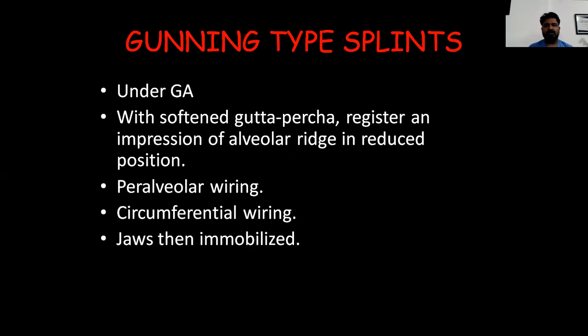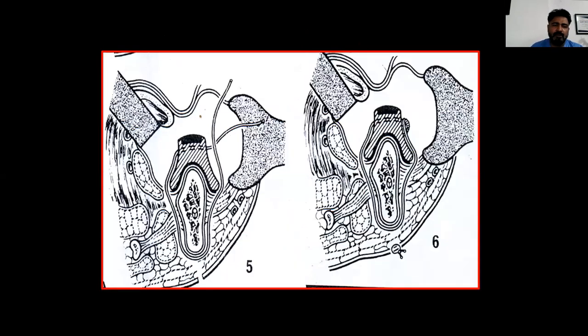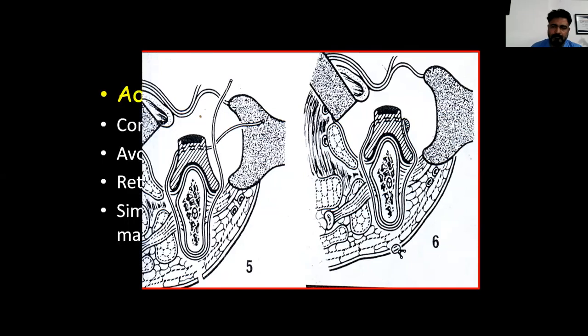So Gunning splints can be placed under general anesthesia with soft gutta percha, registering an impression of the alveolar edge in reduced position. Then pre-alveolar wiring, circumferential wiring is done, then the jaw is immobilized. So this is the placement of the Gunning splint. It is wired to the mandible and maxilla.